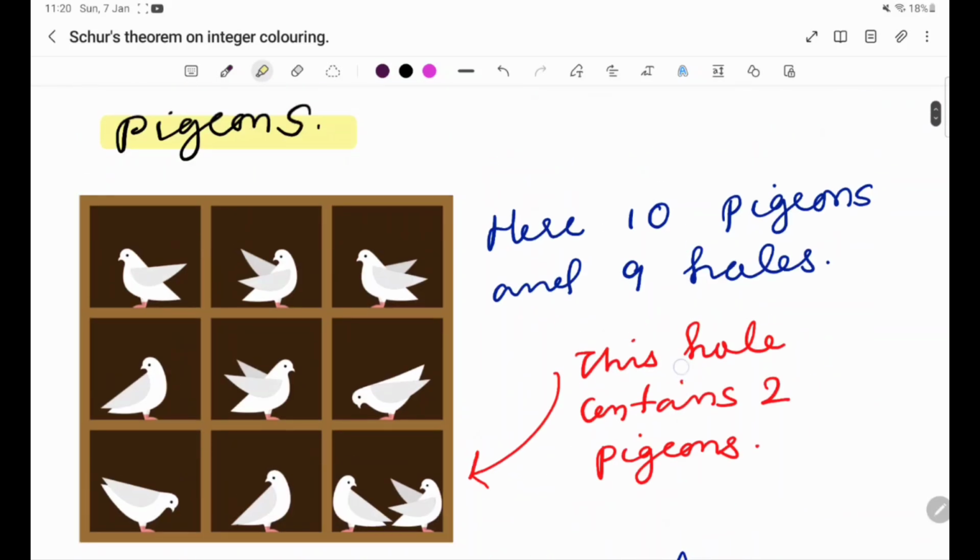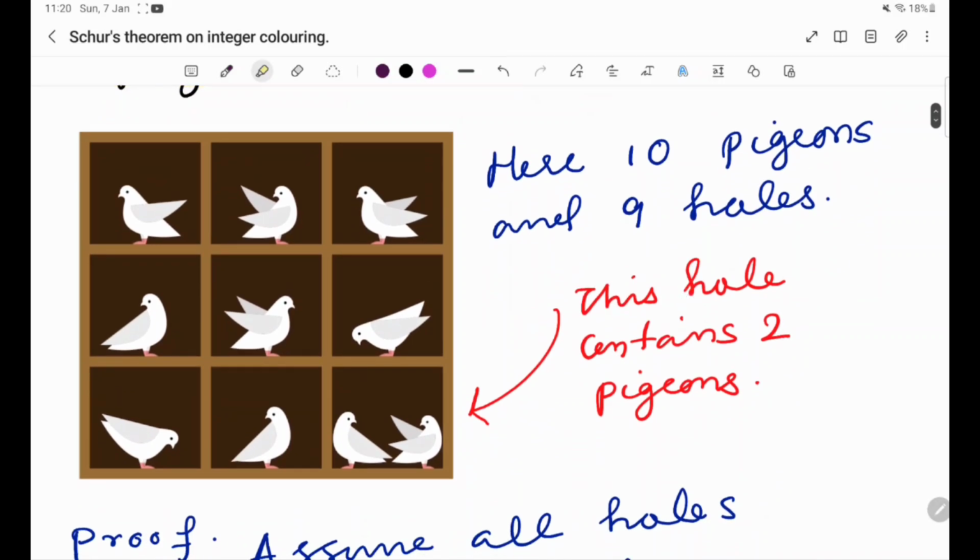This is a beautiful picture I got from the internet. There are 9 holes and 10 pigeons, right? So this hole contains two fellows. It's very intuitive because this pigeon cannot occupy anywhere else. He has to occupy one of the holes already occupied by a pigeon. You may have this hole empty, then that pigeon has to occupy somewhere else, right? So that hole will have two. That is intuitive. Now we go for the formal proof.